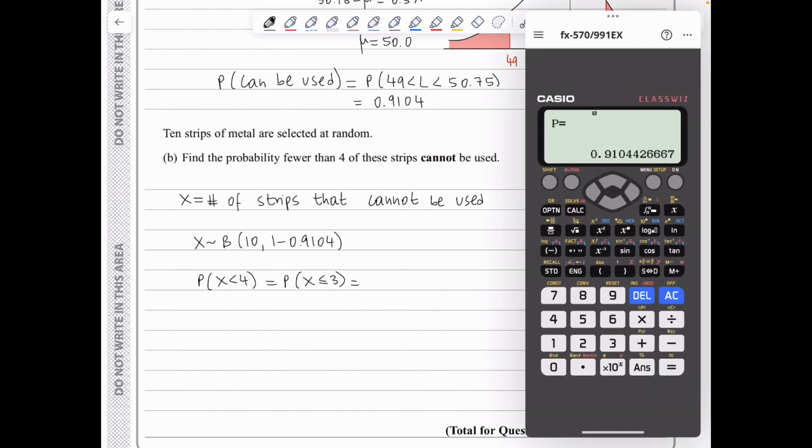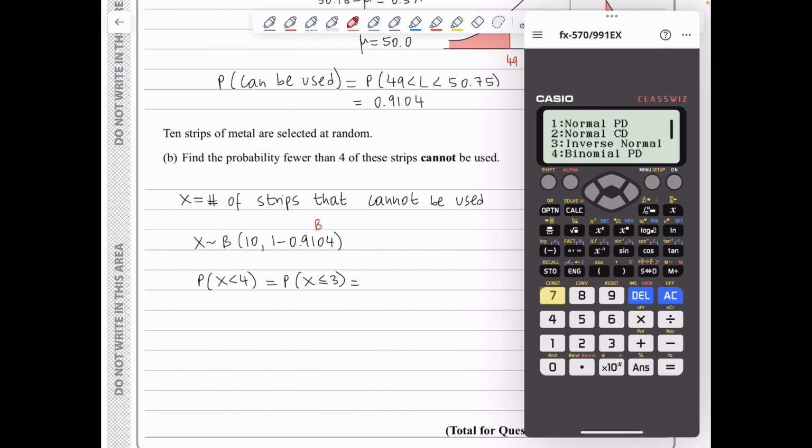So if I go back to my calculator, the 0.9104 was the probability that it could be used. I will store this on B, and therefore I've got a B here. I press menu, it's option 7, and we go down and we choose binomial CD. Option 2, variable, we put x to be 3, we put n to be 10, and we put p to be 1 minus the b. This way I maintain full accuracy throughout. I press the equal sign and I get 0.9913, which is the answer to part B.